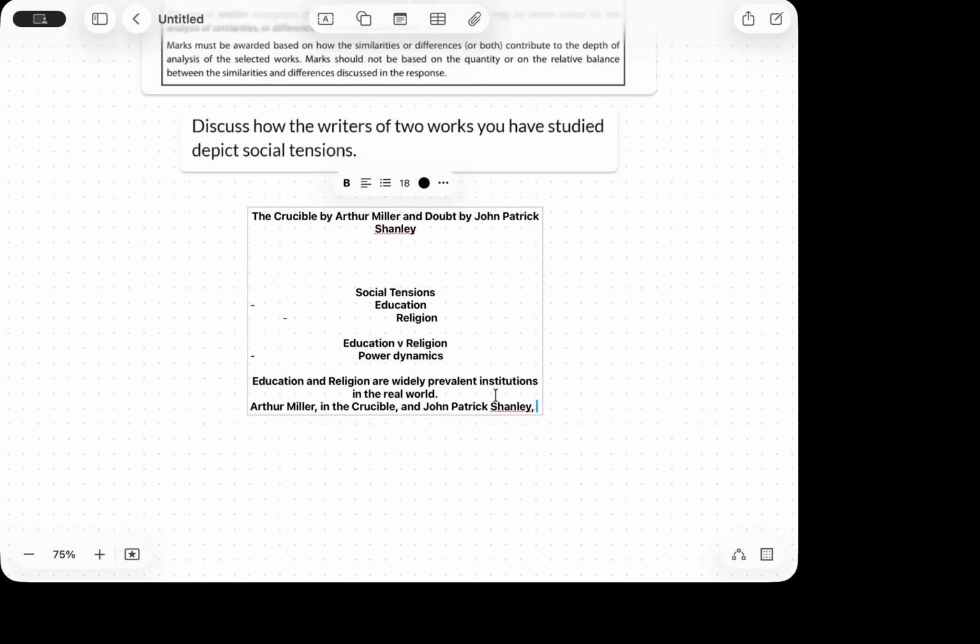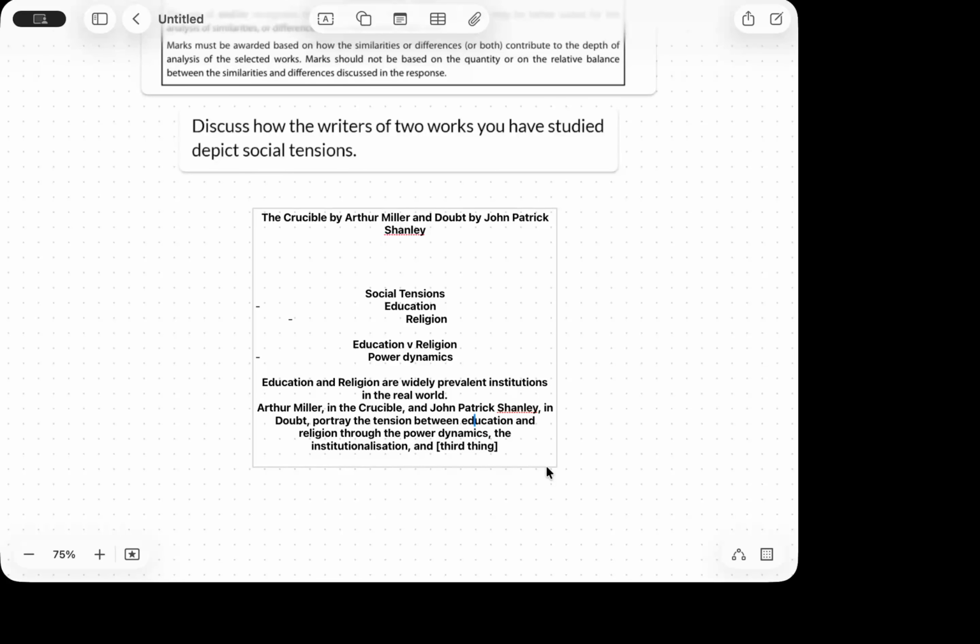Now, I know this is all in the center. Why is it like that? Anyway, that's my thesis statement. That could be my thesis statement.